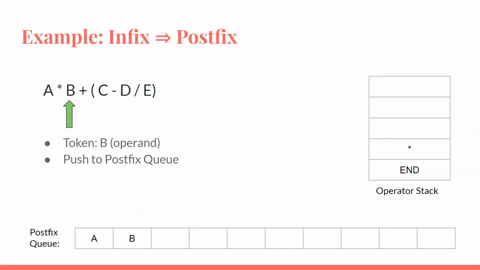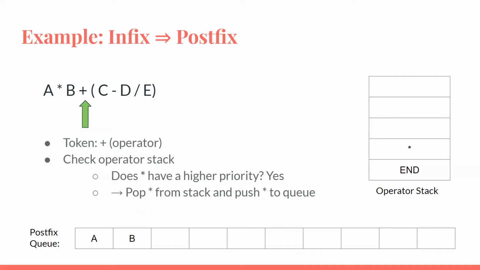Now the plus sign, we're going to do the exact same thing. We're going to look at the plus sign and wonder, does the multiplication sign have a higher priority? In this case, yes. If you have 5 times 2 plus 3, we know that the times is going to go first. So that means the multiplication sign has higher priority. Because of this, we're going to pop the multiplication from the stack and push it onto the queue, and then push the plus sign onto the stack. So this is how we get the situation: multiplication sign now in the queue, and plus sign now in the stack.